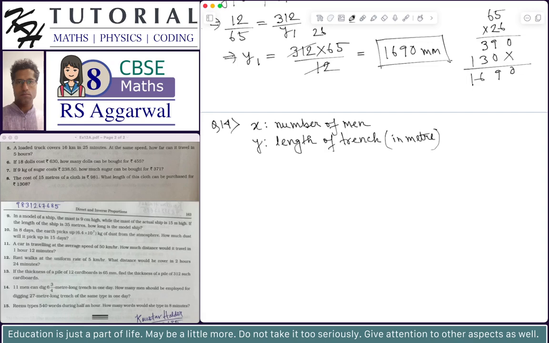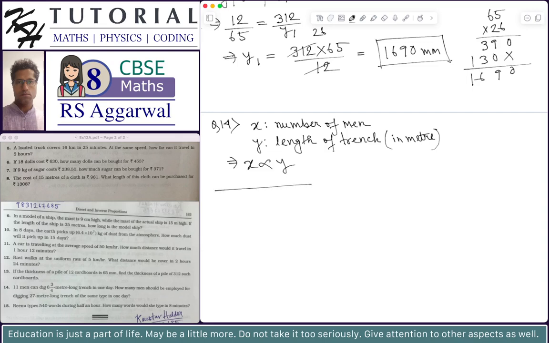Then we can say, keeping the number of days for which the men are working fixed, which in this problem is given to be one day, the quantities X and Y will vary directly, because the more the number of men, the more the amount of trench will be dug, that is, the length of the trench dug will be more.